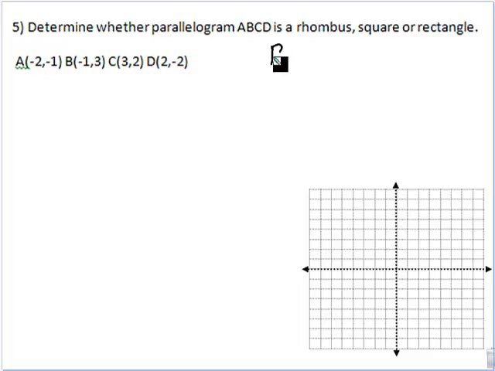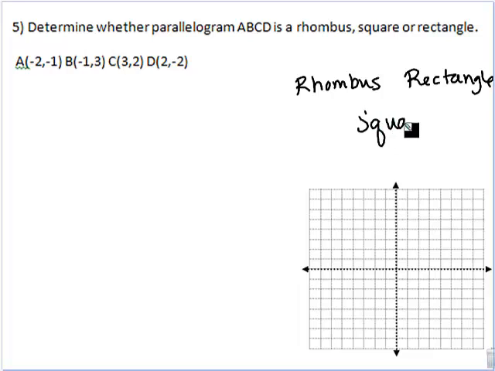Okay. So let's see. We have a rhombus. We have a rectangle. And where would square fit in there? Is square both of them? Is a square a rhombus? Yeah. And is a square a rectangle? Yep, so square kind of comes from both. Okay?